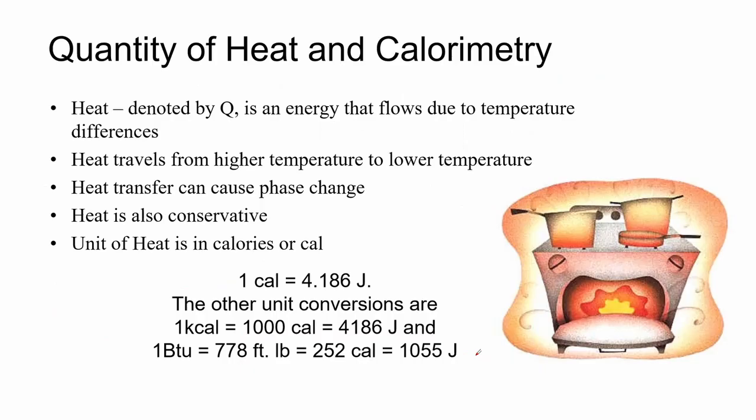Quantity of heat and calorimetry. A heat is denoted by the symbol Q, and it is an energy that flows due to temperature differences. Heat travels from higher temperature to lower temperature, which we can observe when we hold something that is cold. We feel that the cold from the material is transferring to us, but in reality it is our heat leaving our body. Heat transfer can cause phase change, like when ice turns to water and when heating water turns into vapor.